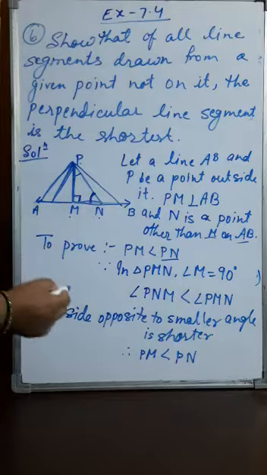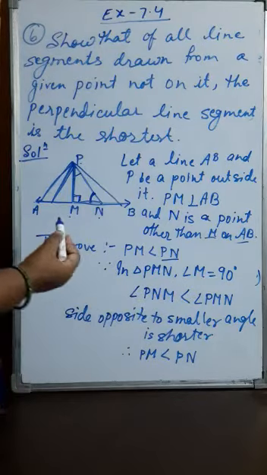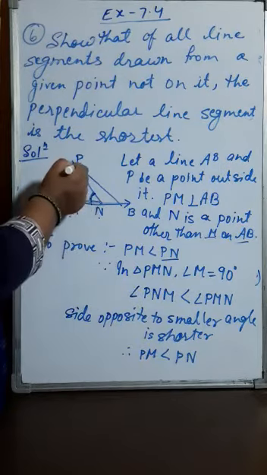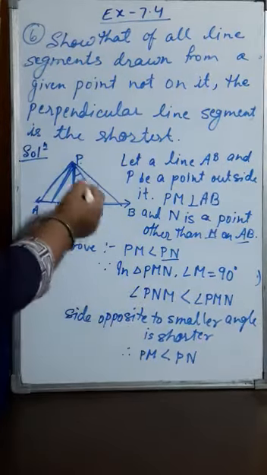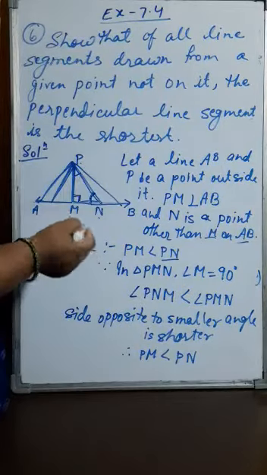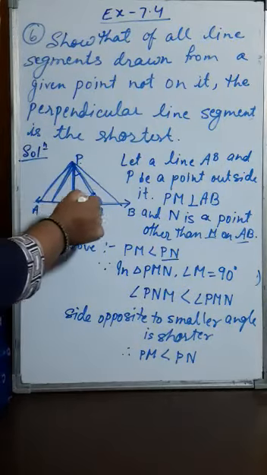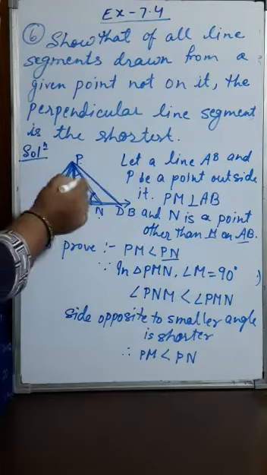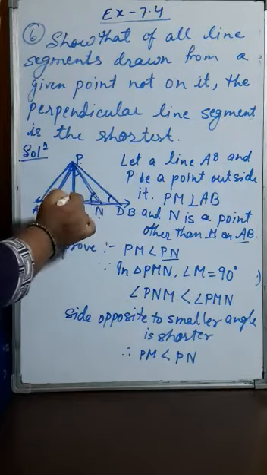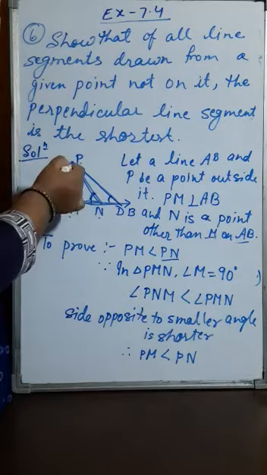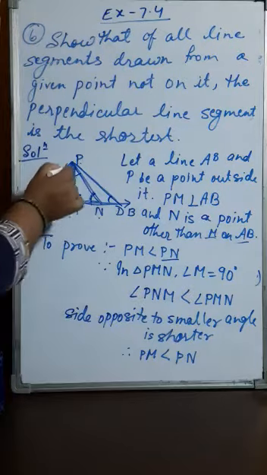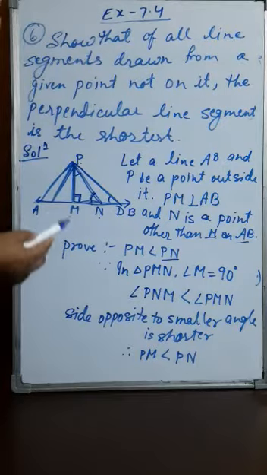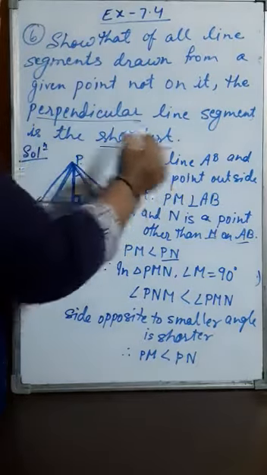And we know that the side opposite to the smaller angle is shorter. So this angle is small, so the side opposite to this angle, which is PM, will definitely be shorter than PN. This is applicable for any triangle. Suppose I consider this triangle, say PDM. In that case also, you will get this angle smaller than this angle, so again you will get PM less than PD. So repeatedly we can see that the perpendicular line segment is the shortest one.